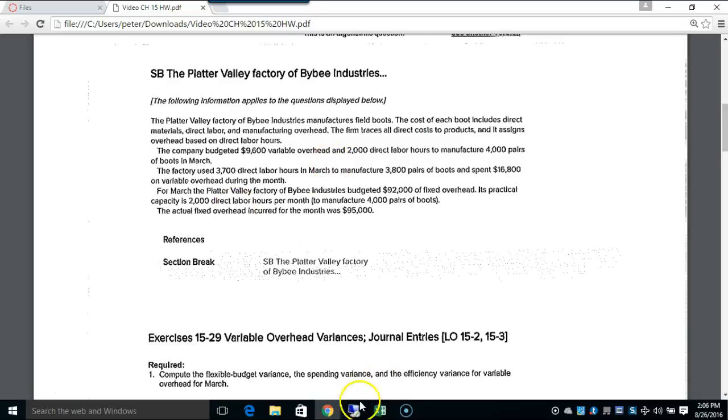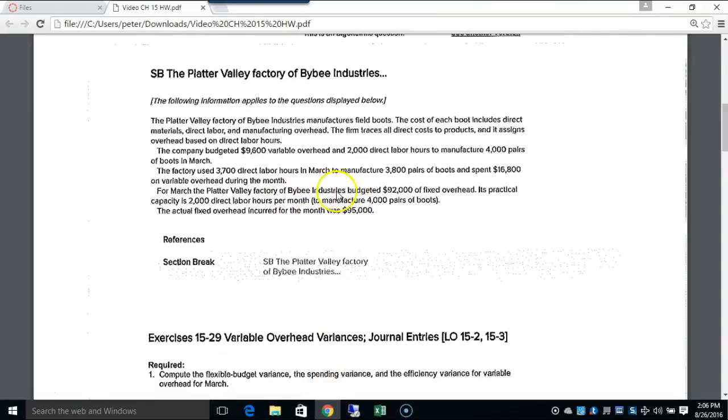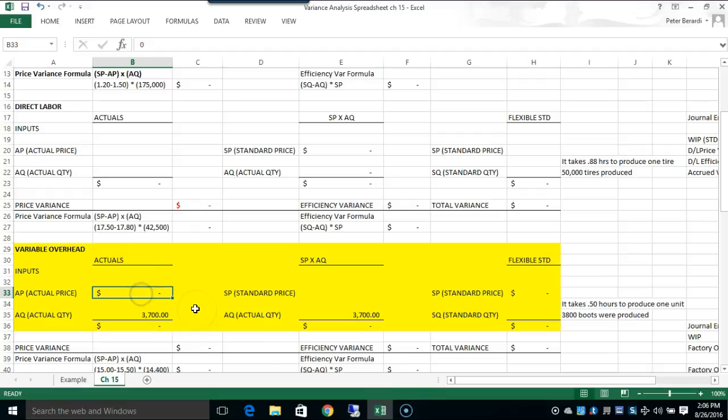The company does not tell us what the applied rate is for the 3,700 hours. We don't know that. But it does tell us what the total variable factory overhead was, $16,800. So we can figure that out: 16,800 divided by 3,700 gives us the applied rate per direct labor hour.